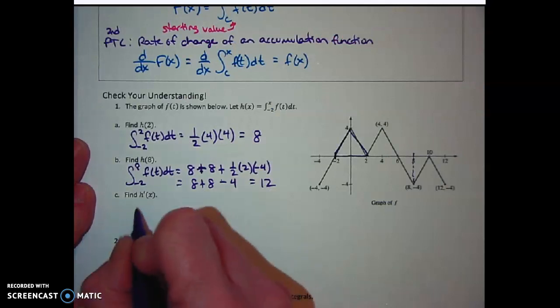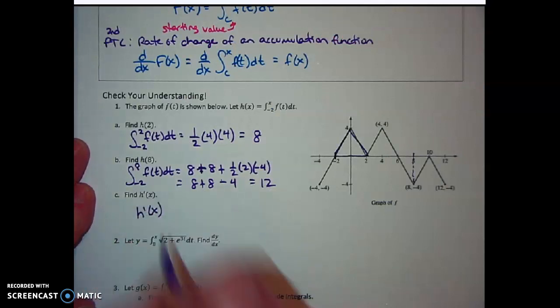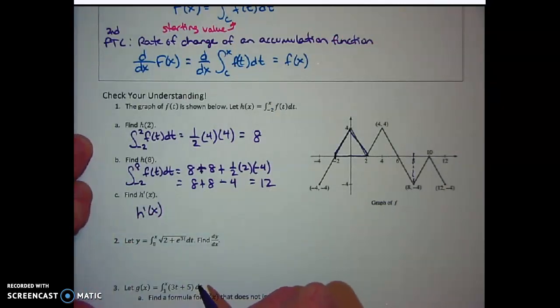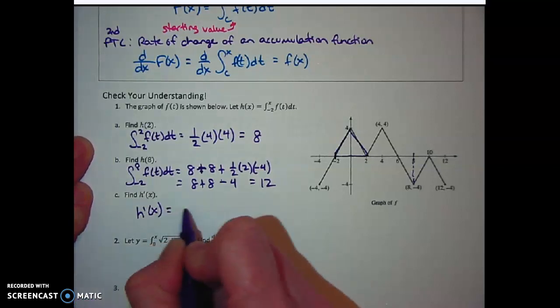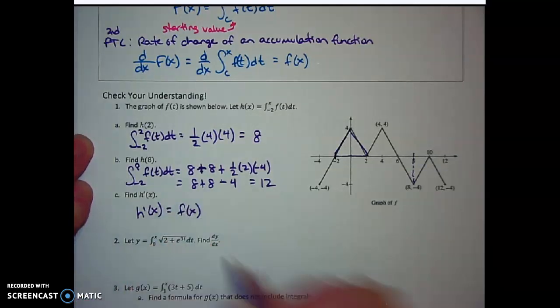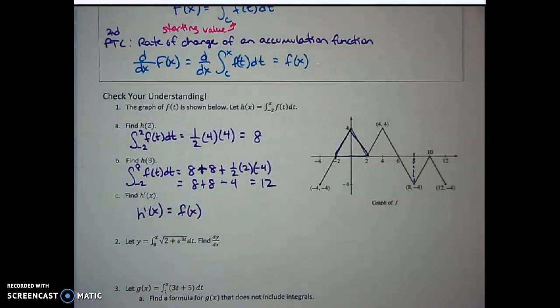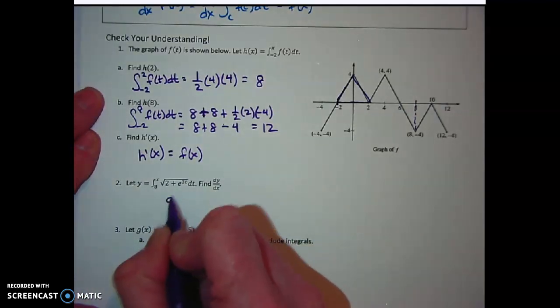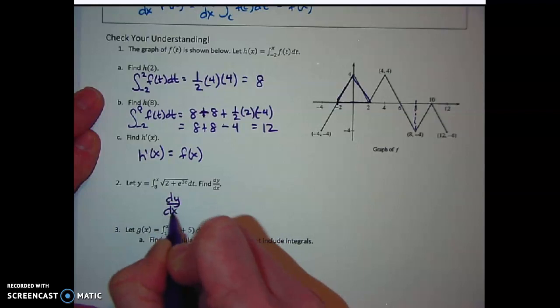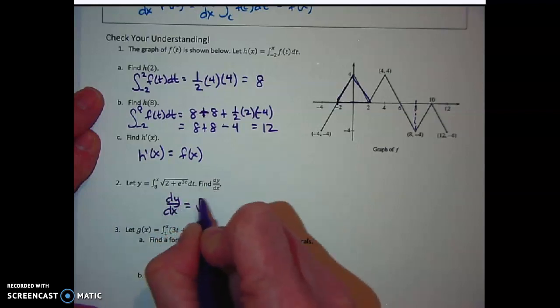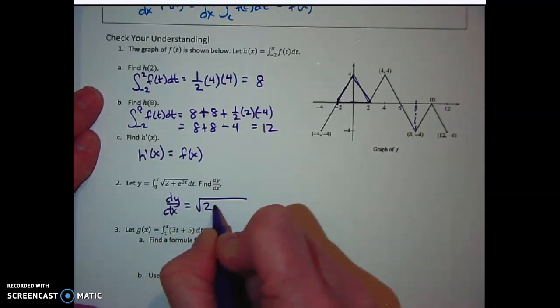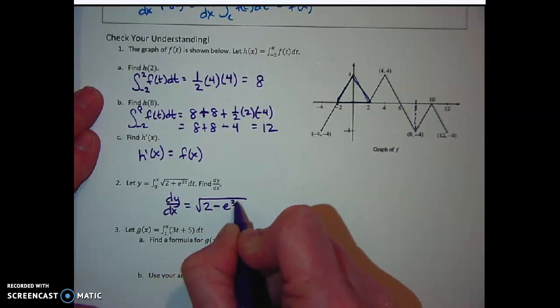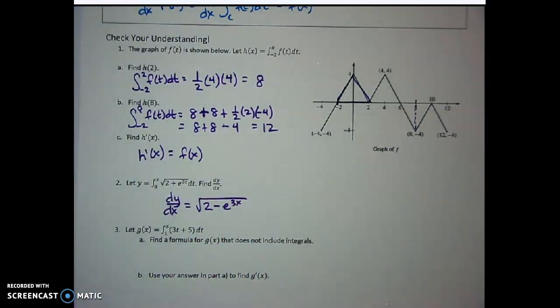Part C, find h prime of x. Well, this is just referring to our fundamental theorem of calculus up above. This is simply going to be f of x. Number 2, let y be that accumulation function. Find dy dx. Again, this is that fundamental theorem of calculus, so it's simply going to be the square root of 2 minus e to the 3x.